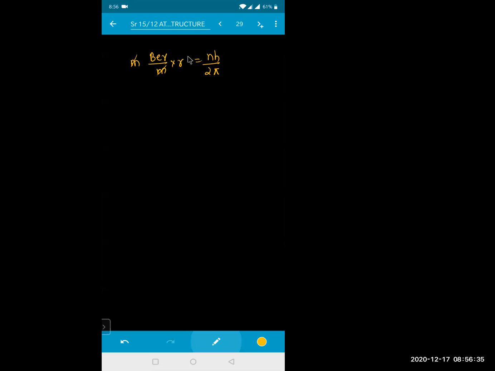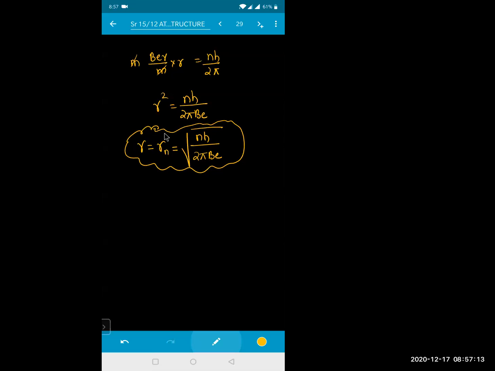The mass will get cancelled. So this becomes r into r, which is r square, equal to n h divided by 2 pi B e. That is the radius under the given condition. Or r is equal to the square root of n h divided by 2 pi B e. So the radius of the nth orbit, r equals r n, is the square root of n h divided by 2 pi B e.